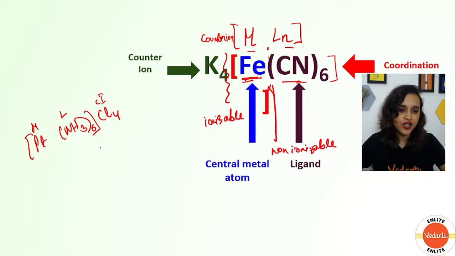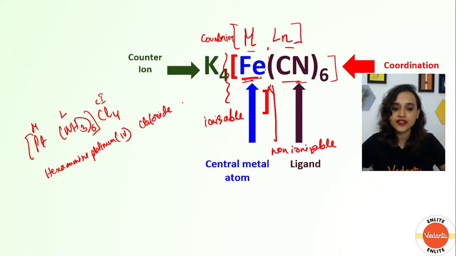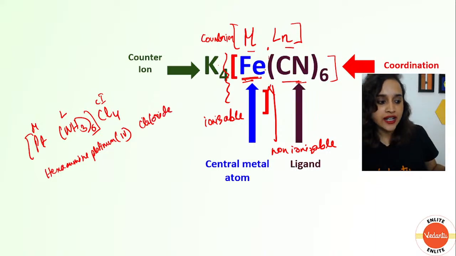Very good, well done. Yes, it will be hexaammine. What will it be? Platinum. Yes, hexaammineplatinum. The oxidation state will be 4, and then we will write chloride. All right, do we understand this?